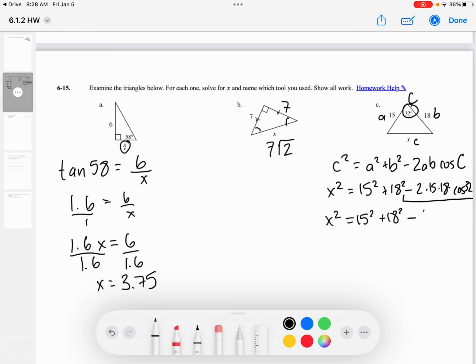I have a minus 457.9. So 15 squared plus 18 squared minus 457.9, I get that x squared is 91.1. Whoops, 91.1. And the square root of that is 9.54. Which, yeah, I believe that could be that side length.